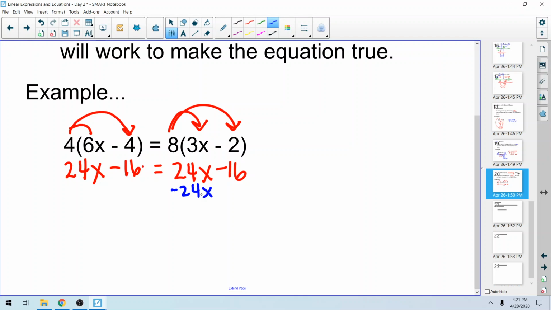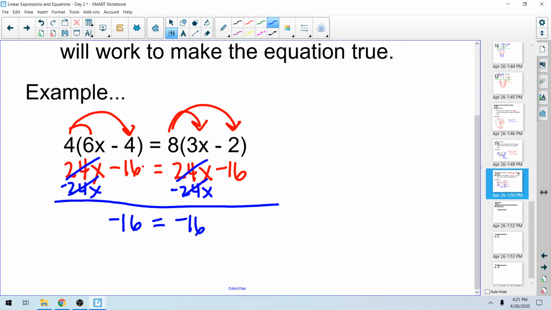I would subtract 24x. Those are going to cancel, and I'm going to bring down my negative 16. Those are going to cancel. I'm going to bring down my negative 16. Now, in this case, all of your x's are gone, and you have a true statement. You have negative 16 equals negative 16, which means all real solutions. Okay, you can put any number into this equation, and it will work.